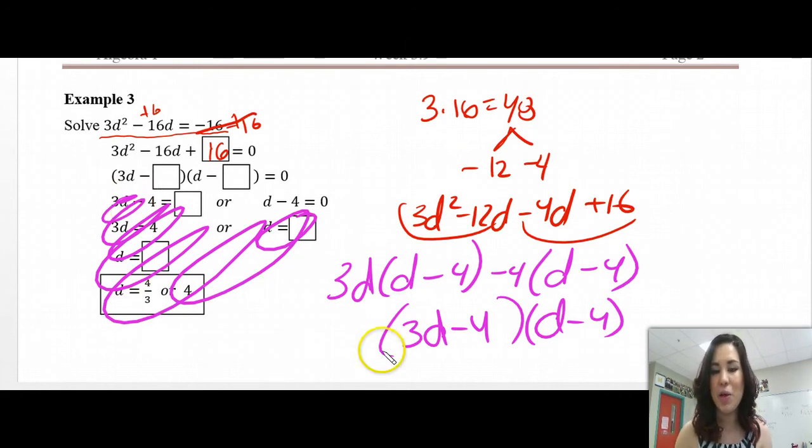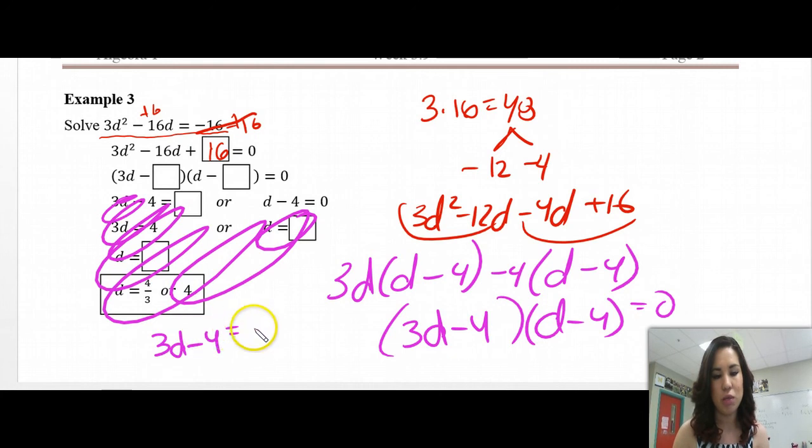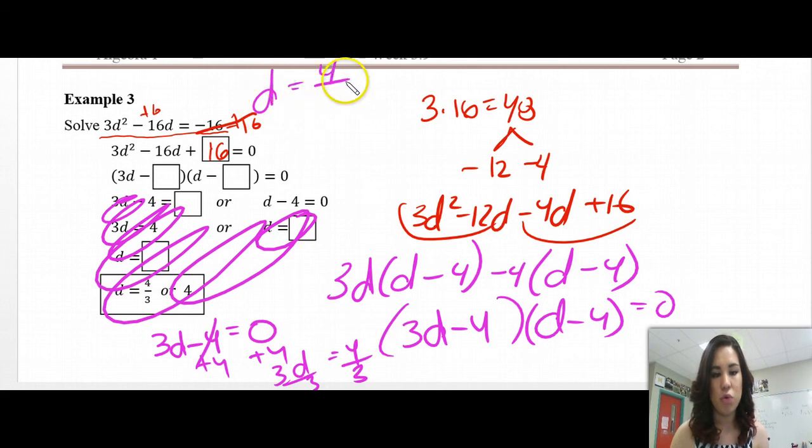Okay, now that we know that, let's set this equal to 0. The first part is equal to 0 or the second part is equal to 0. We set the first part equal to 0: 3d minus 4 is equal to 0. I would add 4 to both sides, and so 3d is equal to 4. To get d by itself, I divide by 3, so d is equal to 4/3.